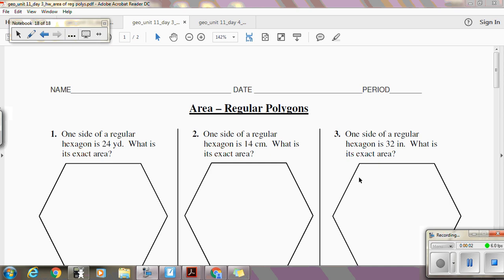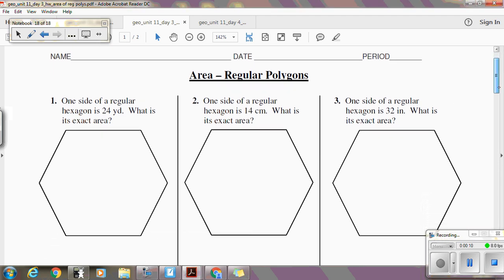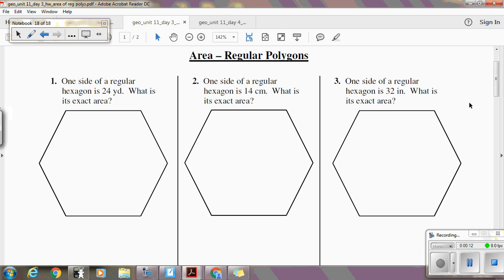Alrighty, this is a tutorial over your homework assignment regarding regular polygons. I'll work the odds. So number one says one side of a regular hexagon is 24 yards. What is its exact area?